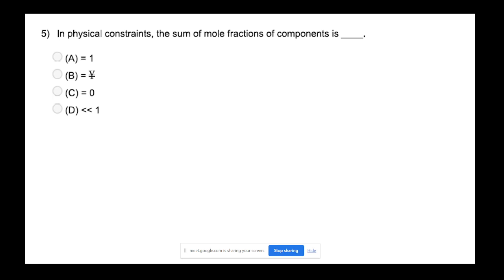Moving forward to the next question. The sum of the mole fractions of components is what? Let's take a system where we have components 1, 2, 3, 4 up to n, and their mole fraction is represented by xi. It can be x1, x2, x3 up to xn. So if I write the summation of mole fractions, summation of xi from i equals 1 to n, what will that be?